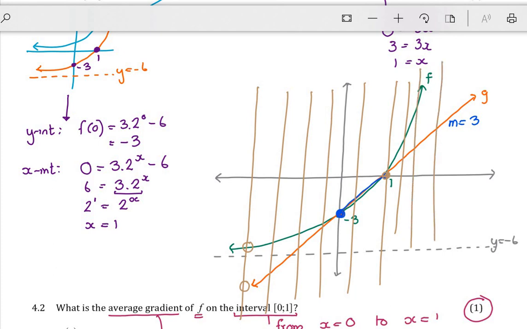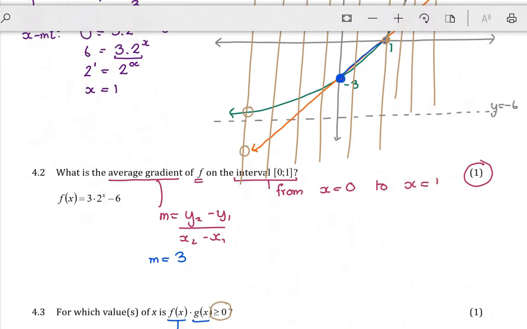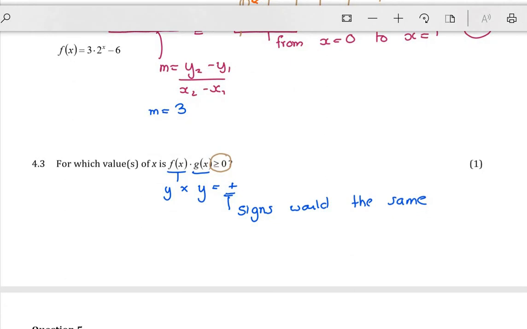So in actual fact, these y values always have the same sign. They're either both positive at the same time, or they're both negative at the same time, which means, well, any x value will work. So x is an element of real numbers is the solution to this question.